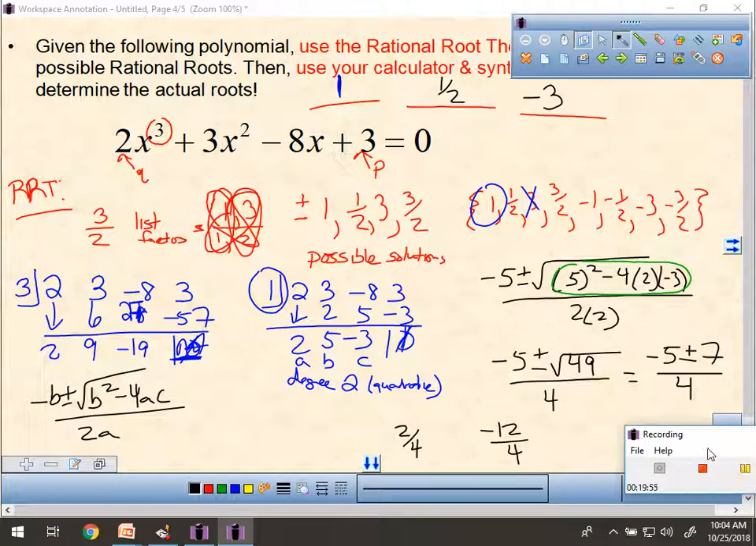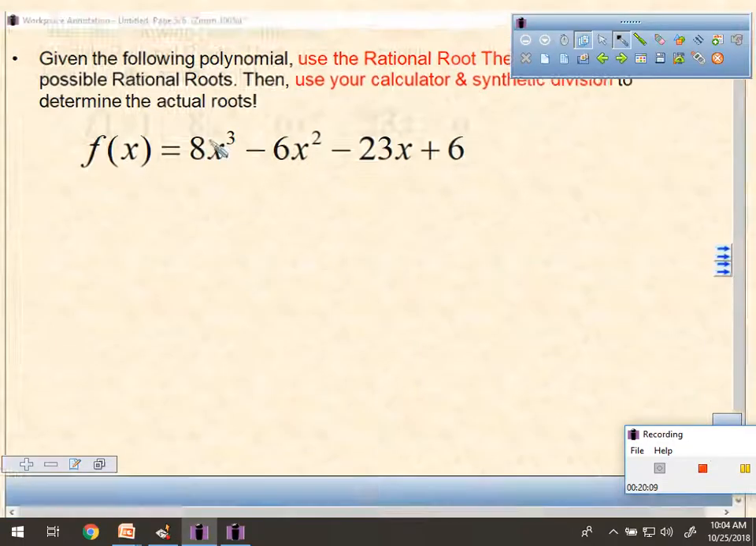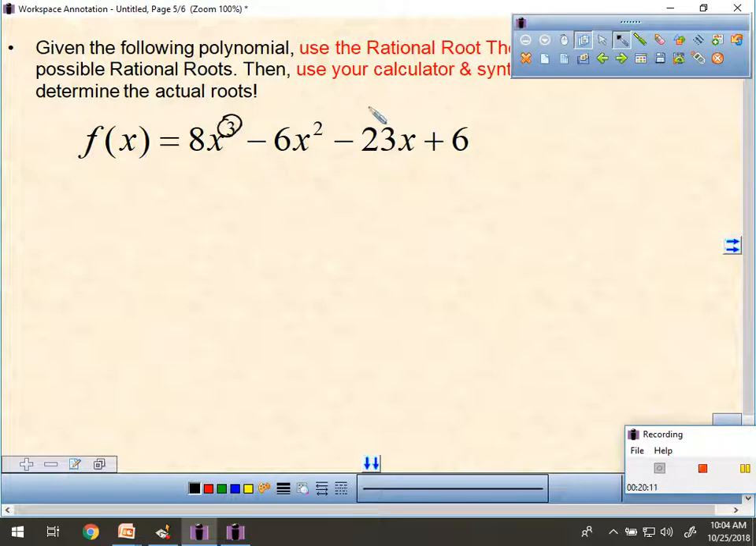Okay, here's your next one. Take a look at this one. So it's, again, another polynomial, 8x cubed minus 6x squared minus 23x plus 6. So what I'm going to do is start off by saying it's got a degree 3, so that means I'm going to have 3 answers. I know that. And then I'm going to do my p's and my q's.